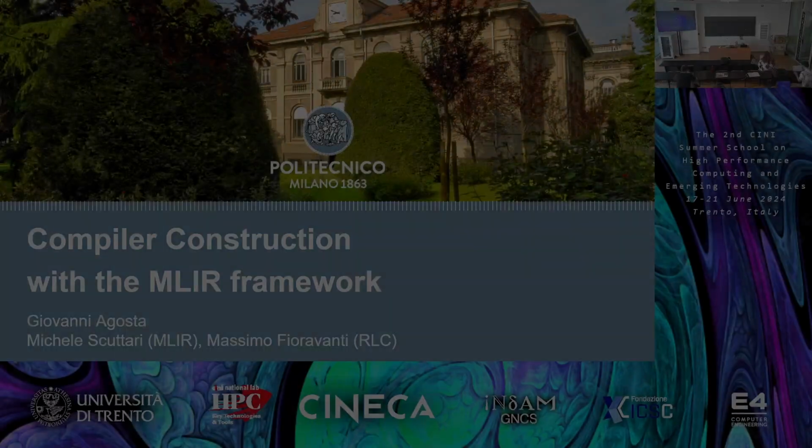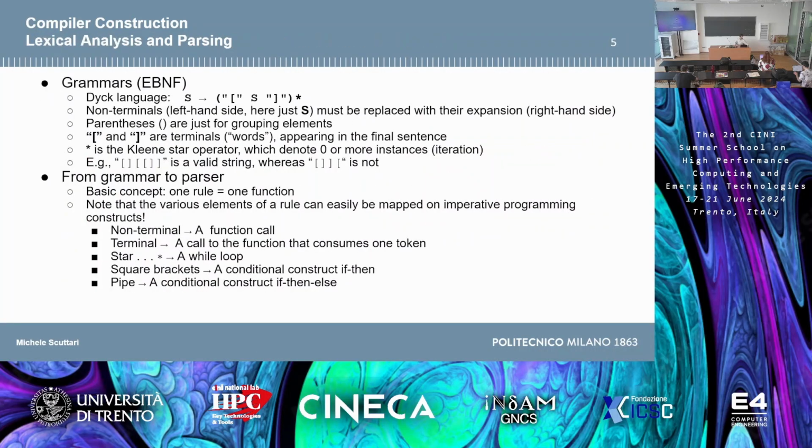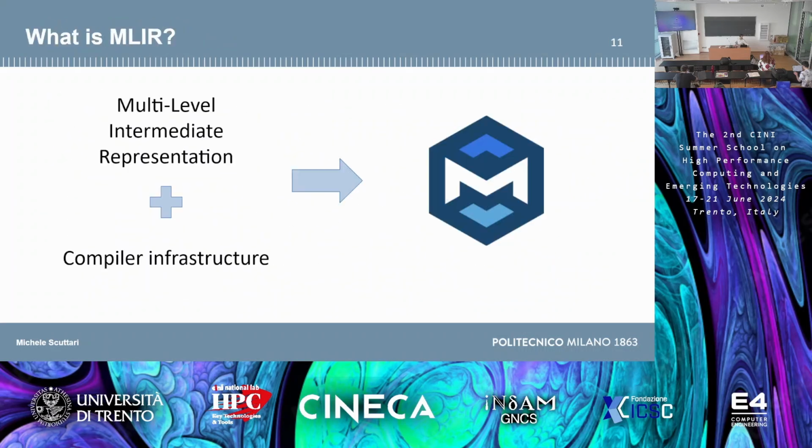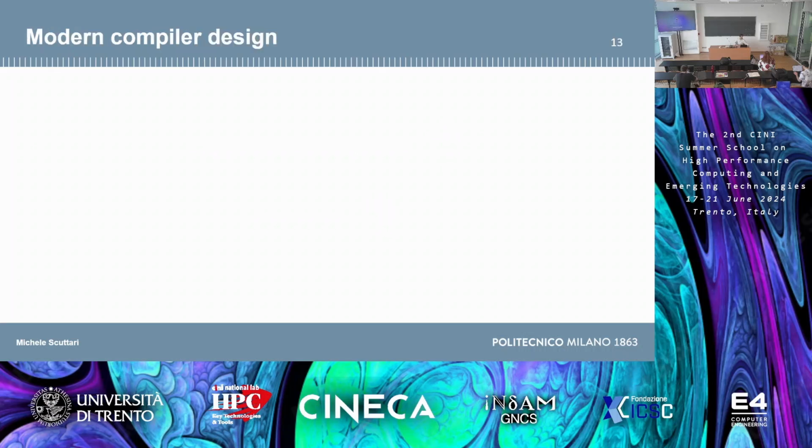Thank you. So for this part of the slides, I'd like to thank my student Michele Scuttari and also Massimo, who is there and will do the presentation for RLC. Okay, MLIR. So what is MLIR? MLIR is essentially a multi-level intermediate representation and the associated compiler infrastructure. Now you should know what an intermediate representation is, but what is a multi-level intermediate representation?